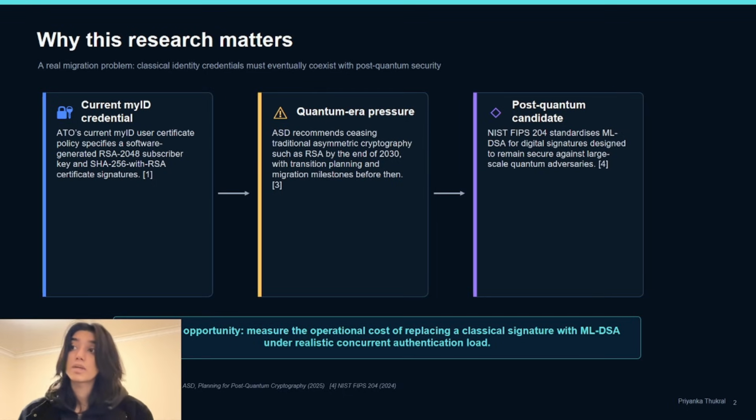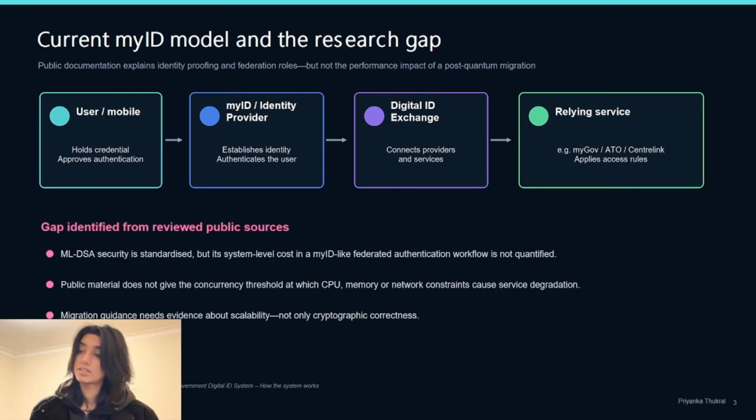The post-quantum candidates: NIST FIPS 204 standardizes ML-DSA for digital signatures, designed to remain secure against large-scale quantum adversaries.